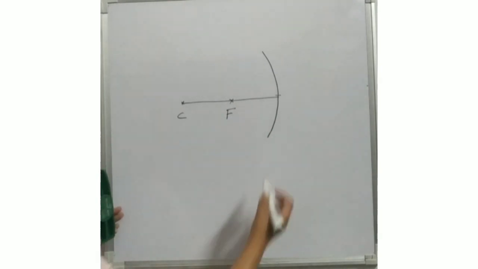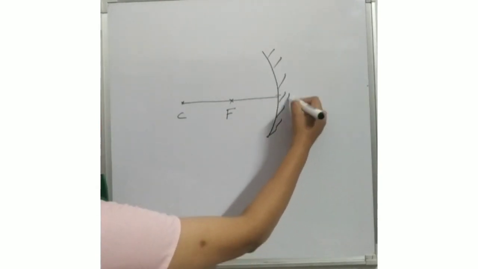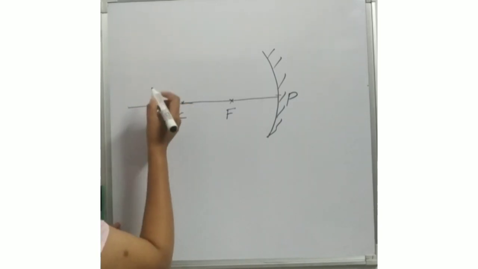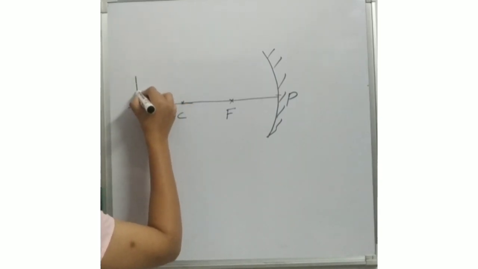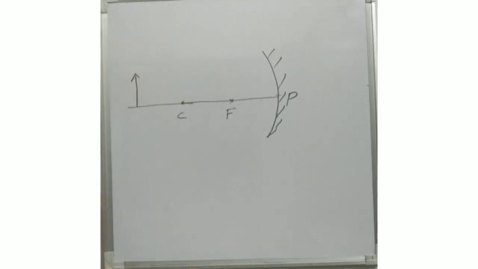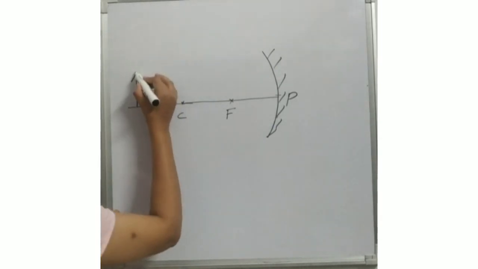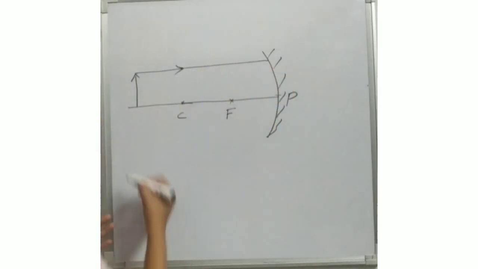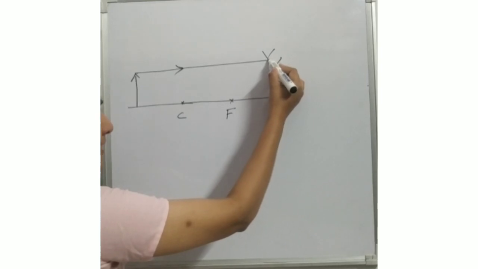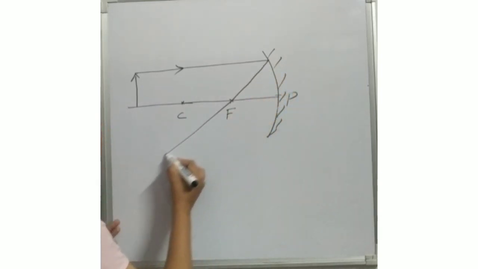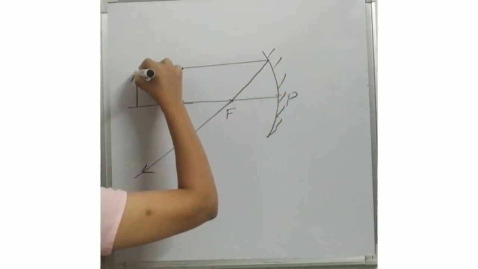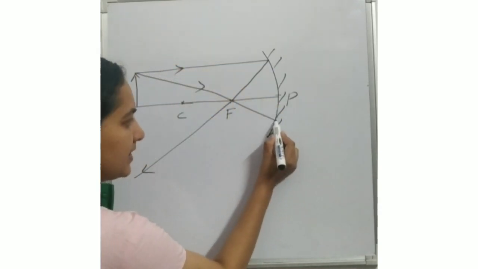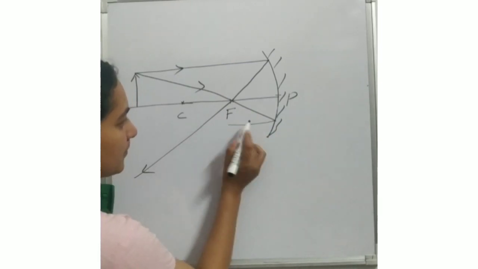Okay. Now, we have to extend this principal axis. If we consider an object which is placed beyond C and consider two lines, one comes parallel to the principal axis, it will reflect through the focus, and if it is incident through the focus, it will reflect parallel to the principal axis.